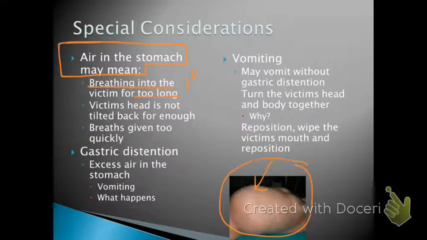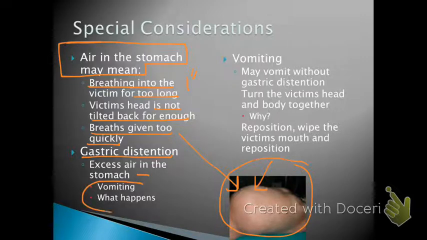If the victim's head is not back far enough, then you're not getting enough air into your patient. And if you give breaths too quickly, they tend to bypass the trachea and go into the esophagus. And again, you get a patient who looks like this, which is gastric distension. Too much air, so the trachea can't bring it all in, and it bypasses the trachea and goes into the stomach or the esophagus itself.